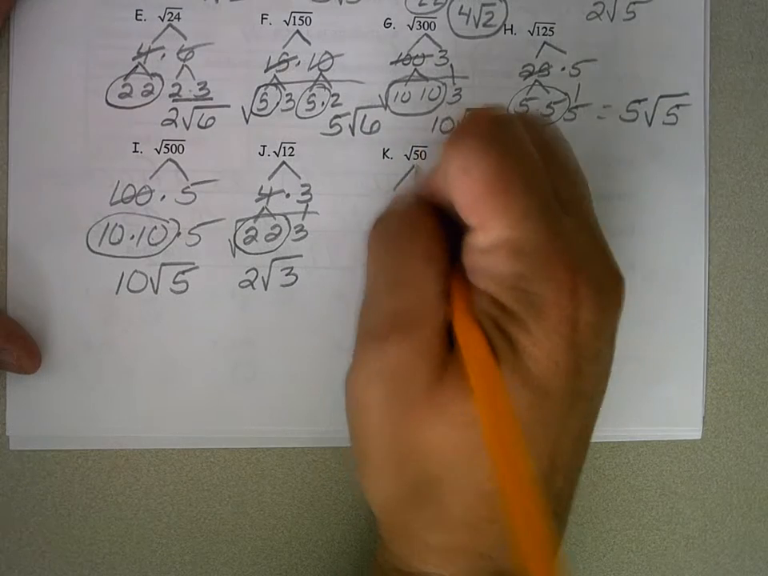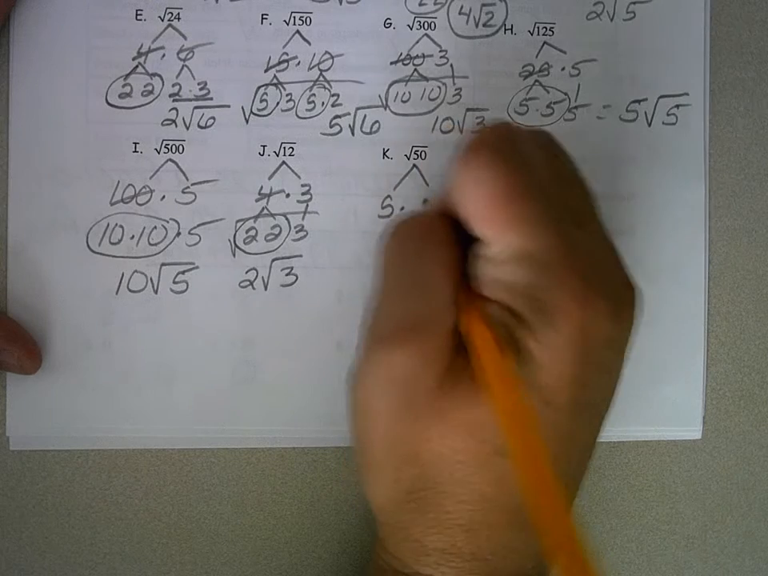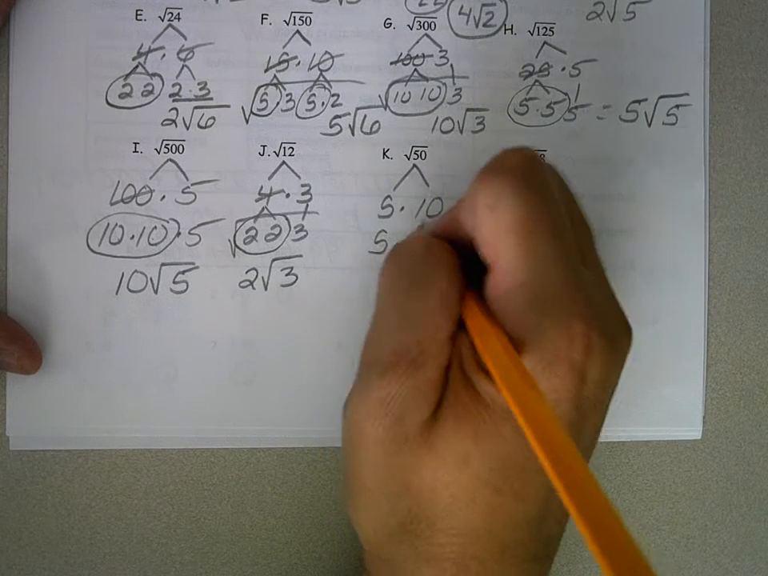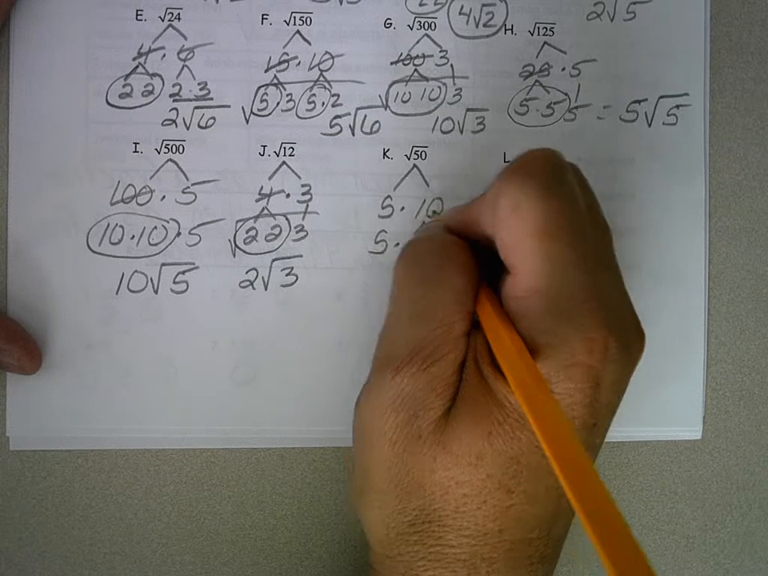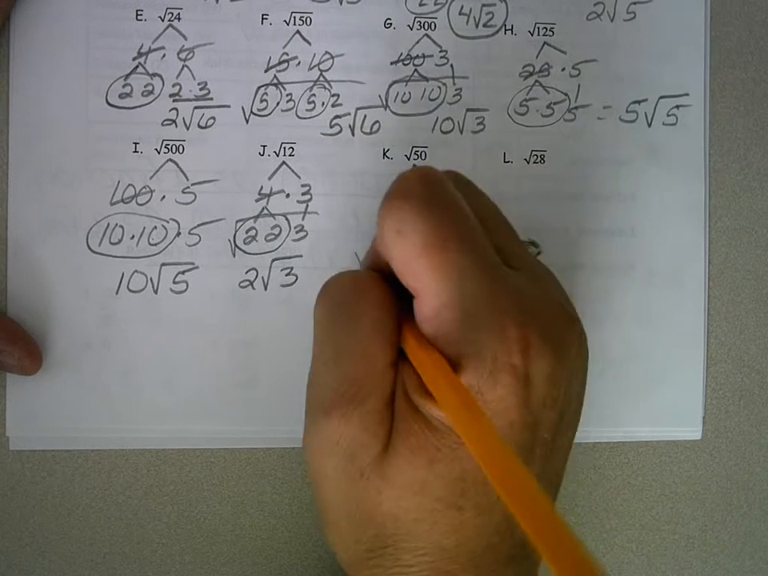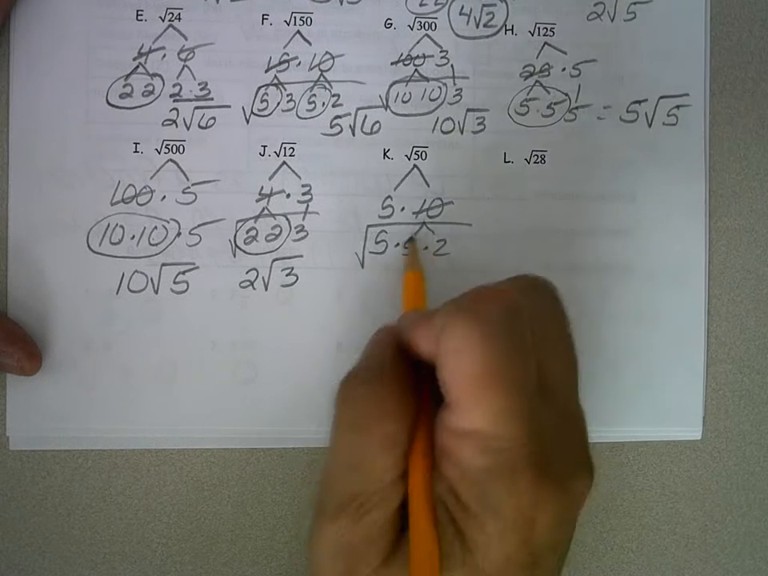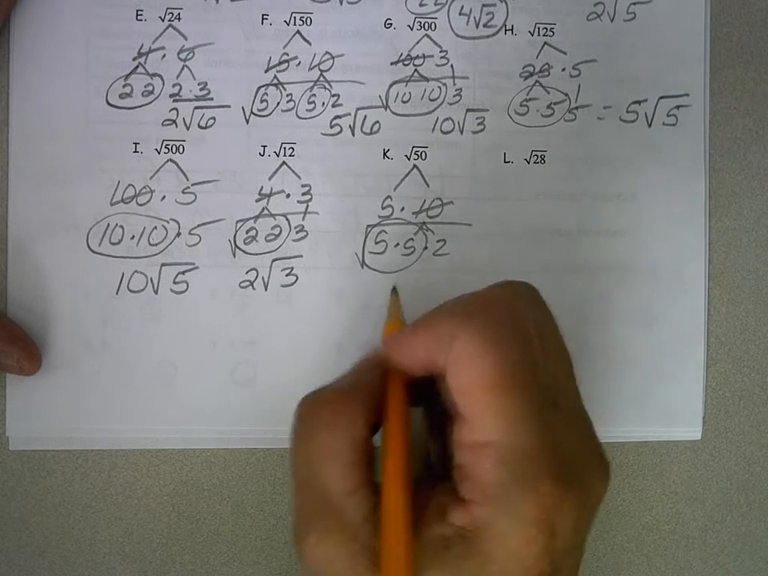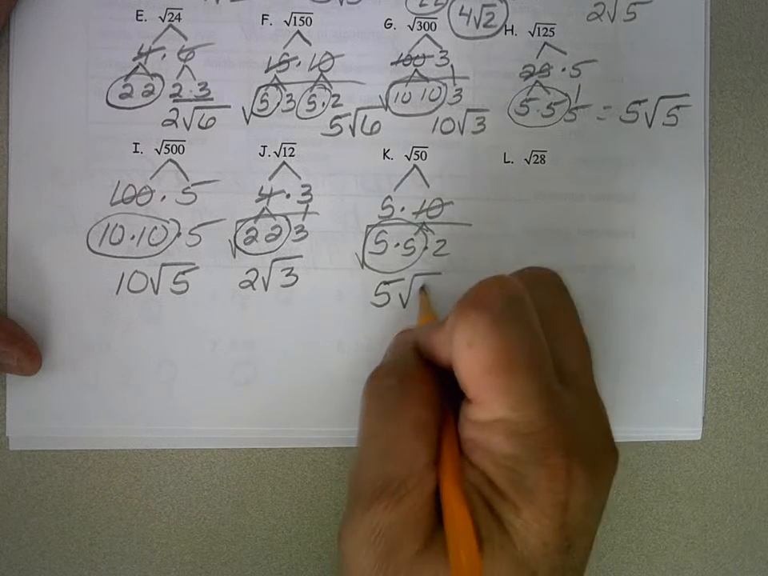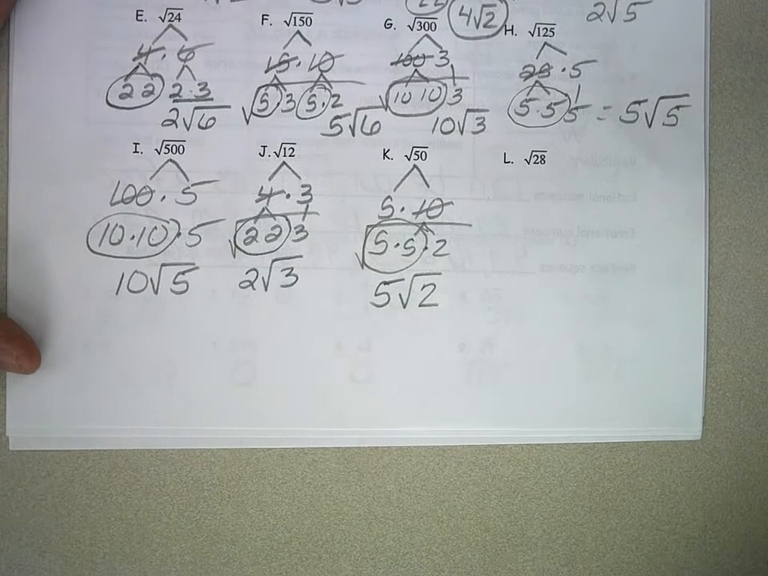50, I'm going to break down into a 5 times 10. The 10, I'm going to break down into the 5 times 2. And then we have a pair of 5s here. So that comes outside the square root sign, and you have 5 square root of 2.